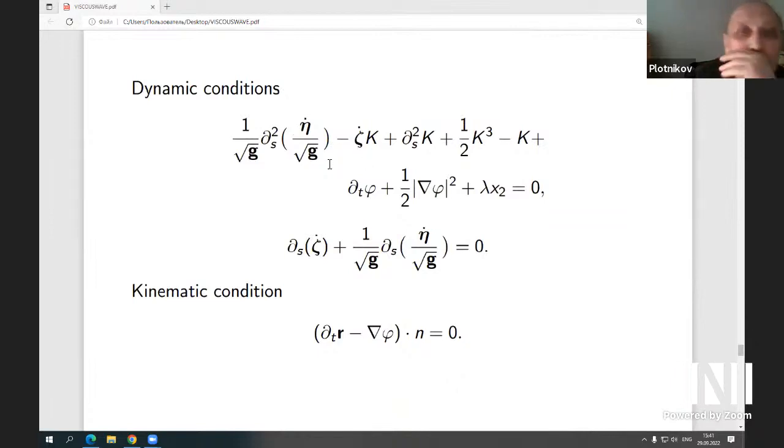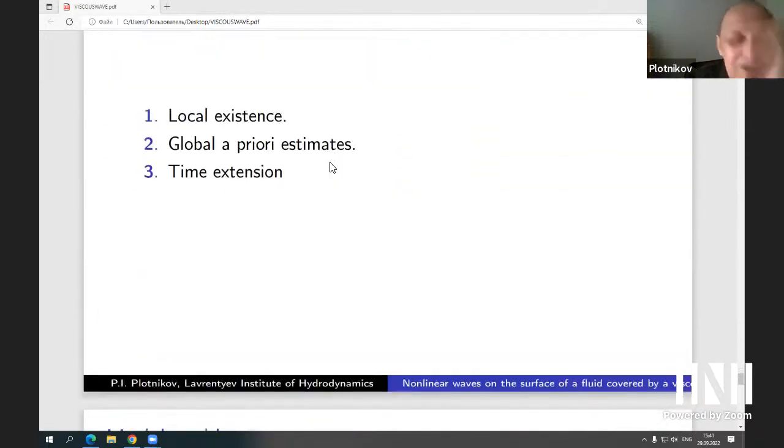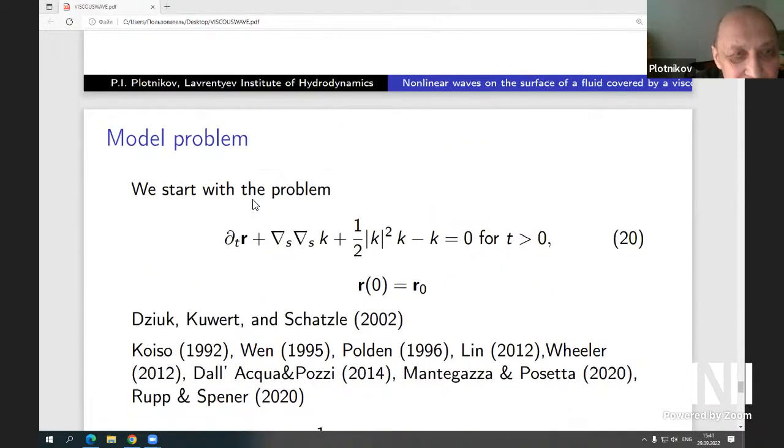And therefore, the question is whether this problem is well posed, and to check this, it is necessary to develop existence solutions. The final goal is to prove the existence of global solutions, and it consists of four stages: local existence, global existence, and a priori estimates. The mathematical difficulty becomes clear.